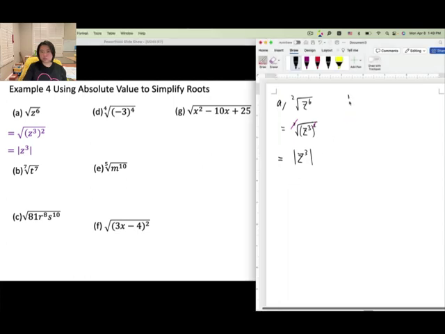Okay, B. 7th root of t to the power of 7. And this one, 7 is an odd number. So we don't care whether the variable t is positive or negative. We could just cancel out here. That is only equal to t.